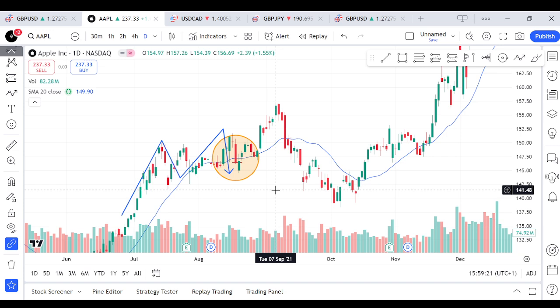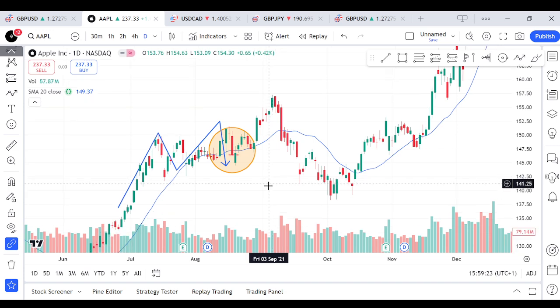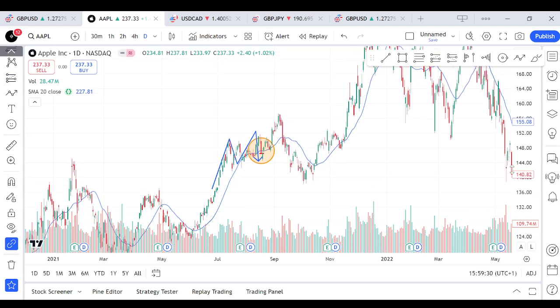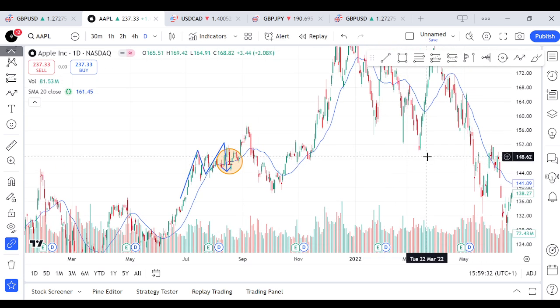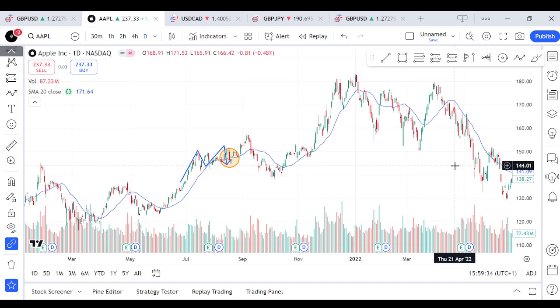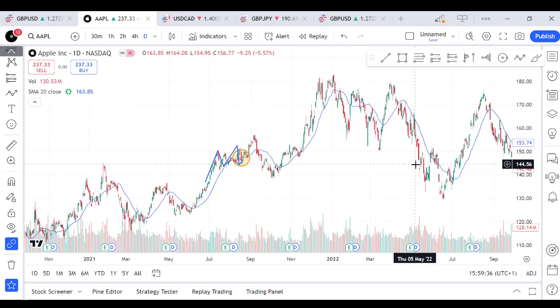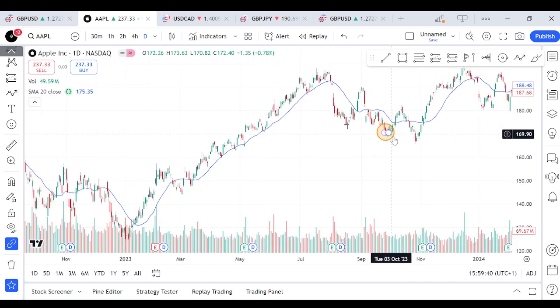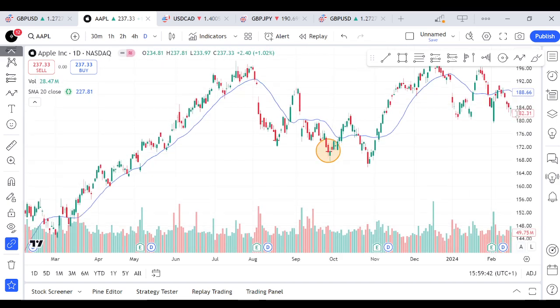Entry confirmation could be: price must be trading below the 20-period moving average, your RSI should indicate oversold conditions below 30, and volume should also increase significantly on the second candlestick. So let me just go back to this first example. I think I like this one.